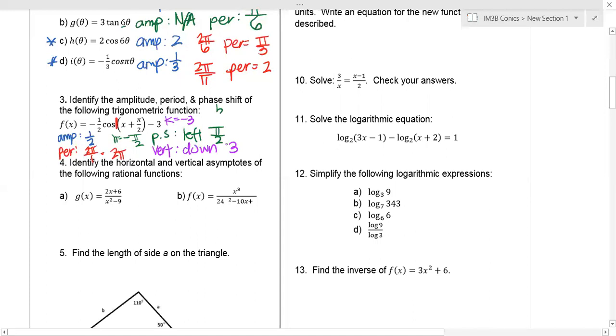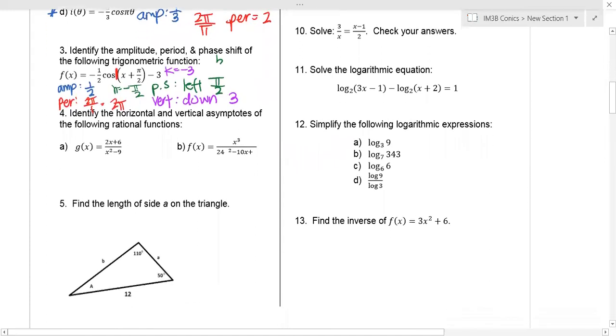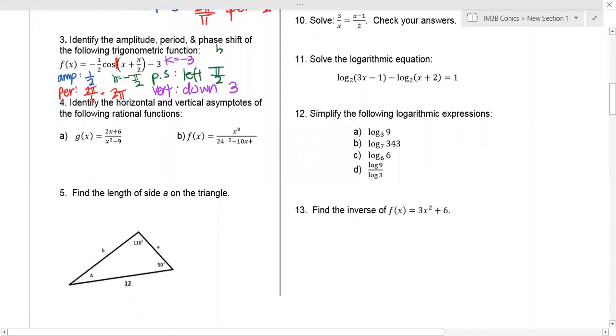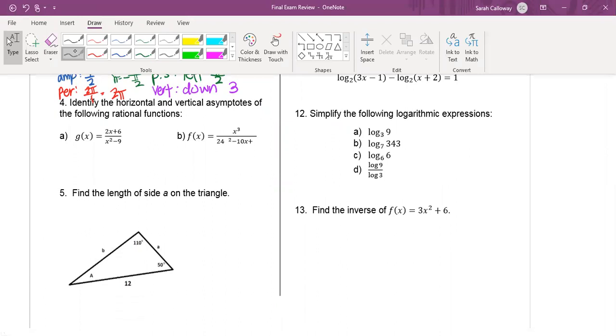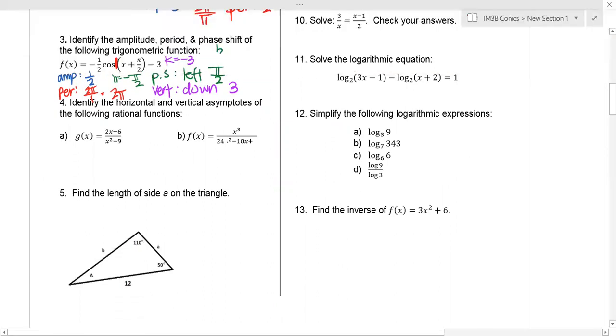Okay, so we started with some things that were more recent. These are a little less recent. And so let's look at the question for number 4. So this is asking us for the horizontal and vertical asymptotes of the following rational functions.